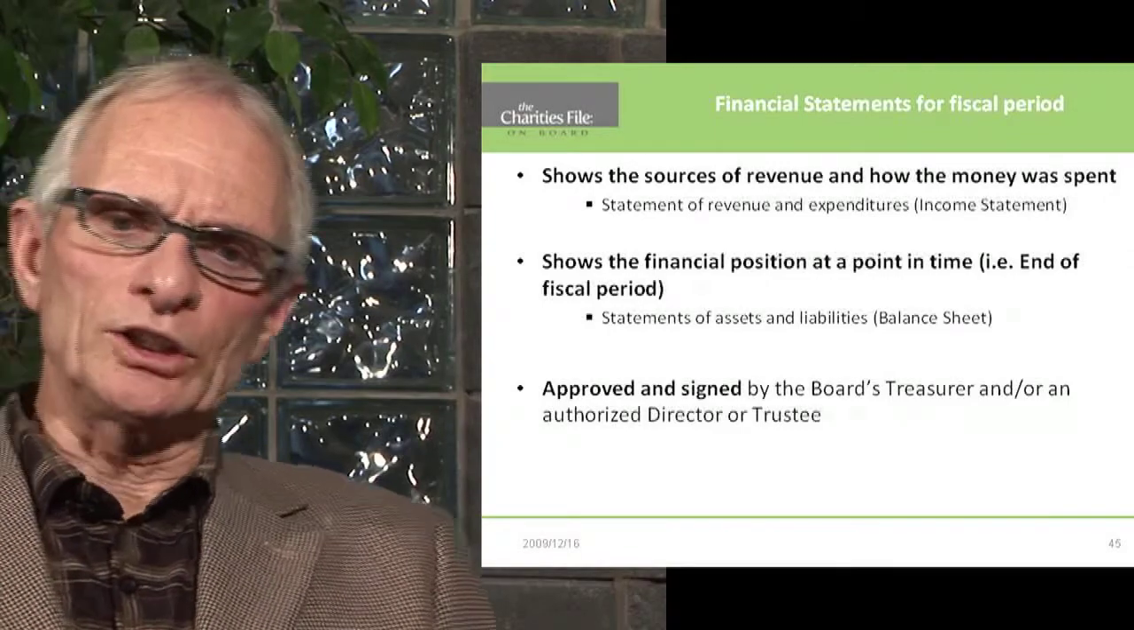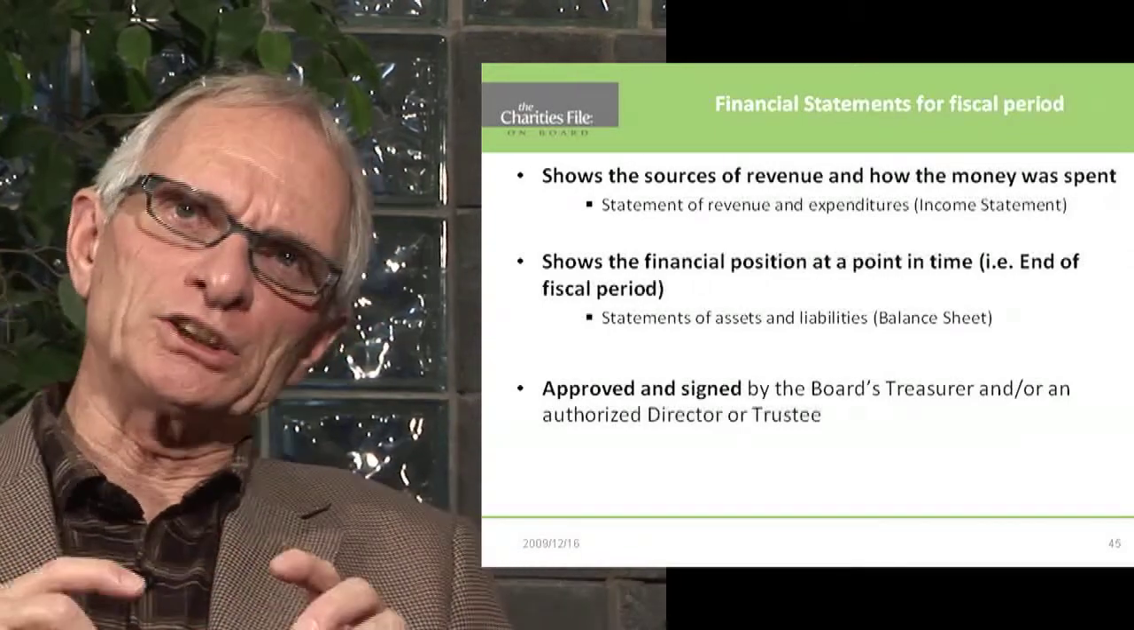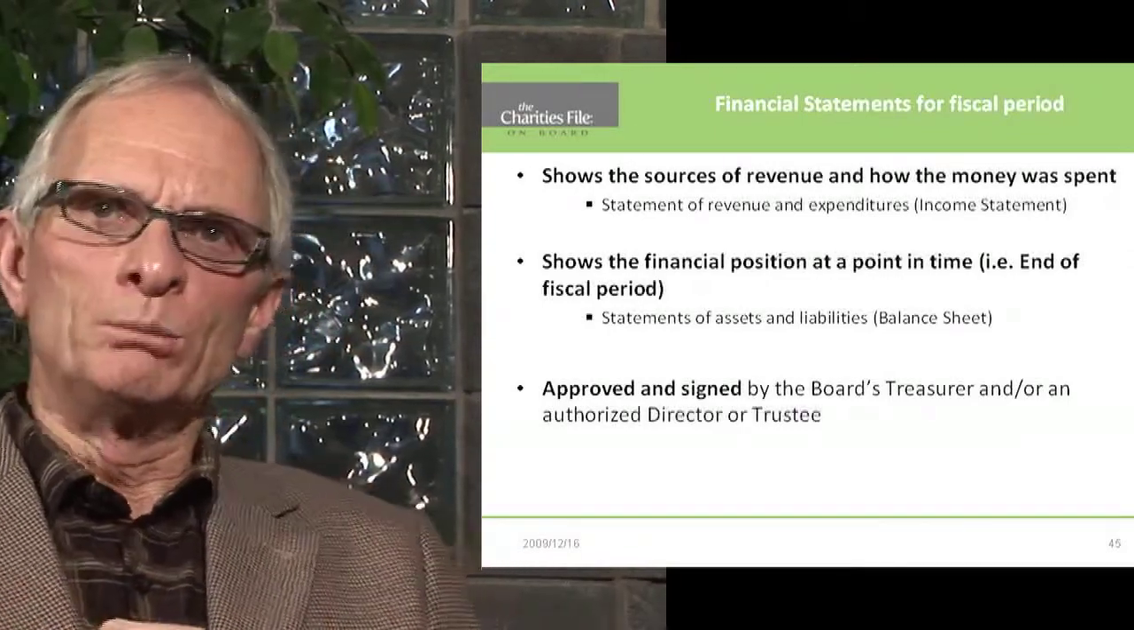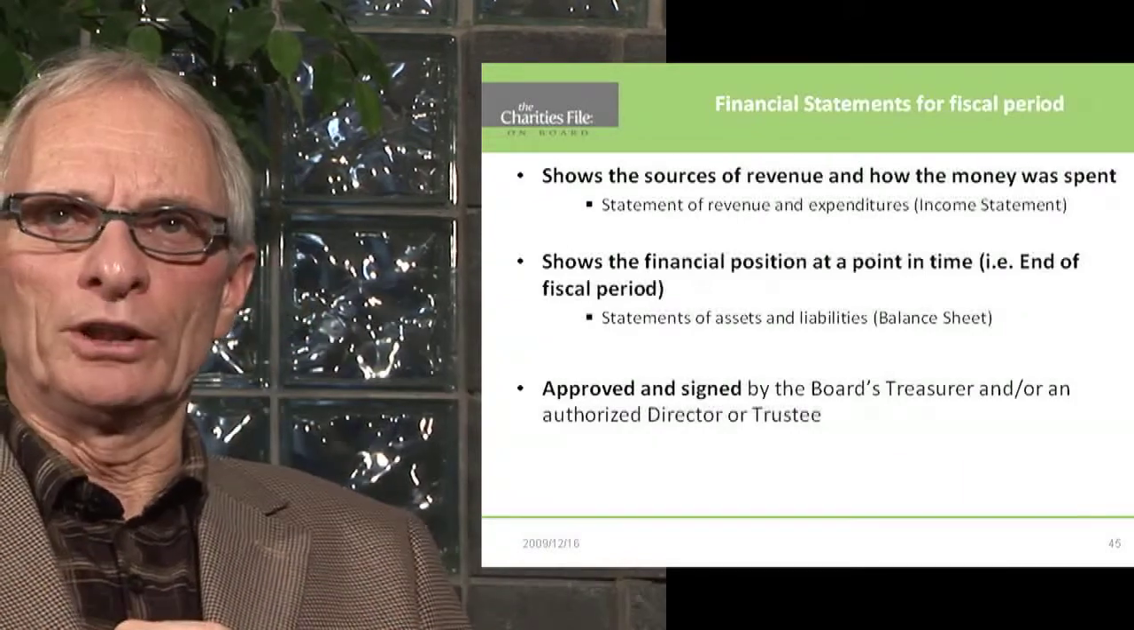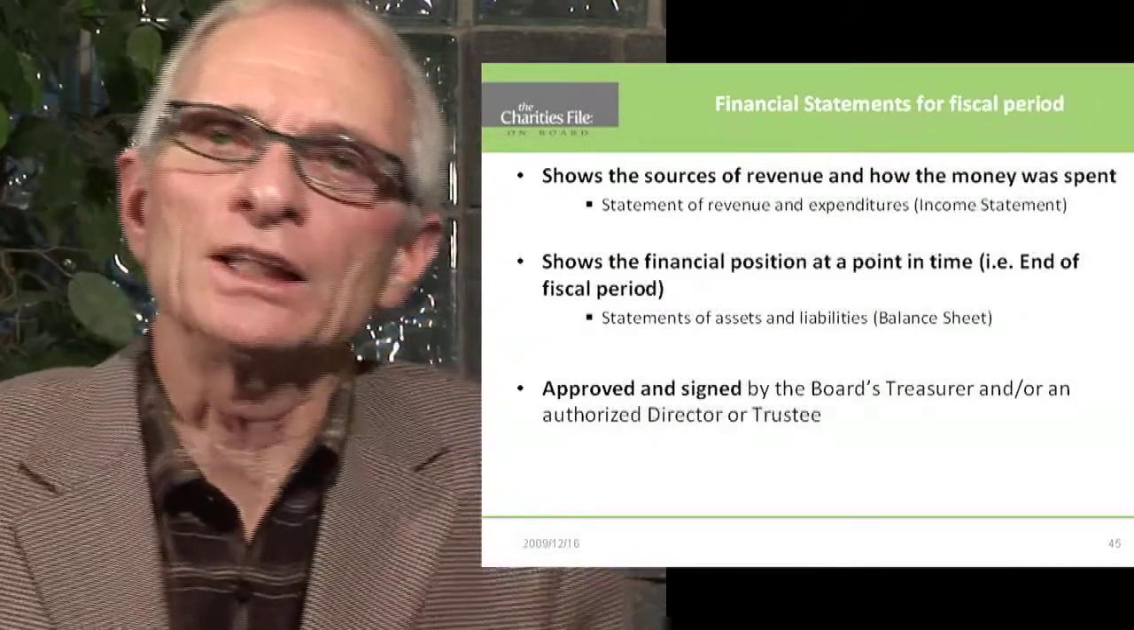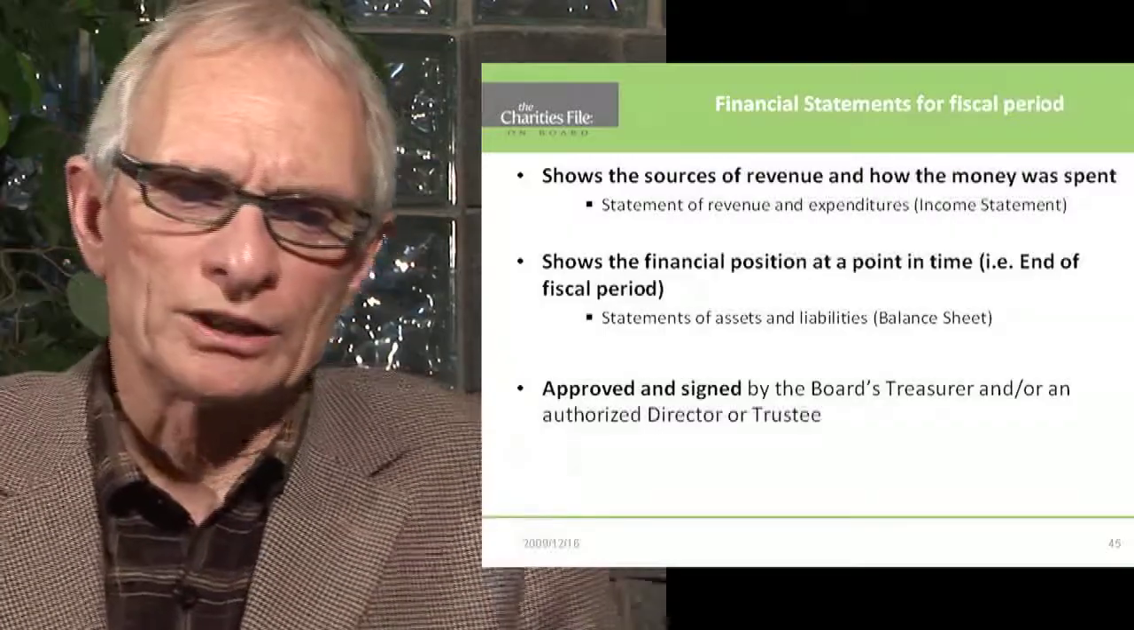And this is really looking at a snapshot of the financial position of the board at the end of the fiscal period. And this really looks at the assets and the liabilities that the board has. These financial records need to be approved and signed by the board treasurer or an authorized director or trustee of the board. Boards are expected to use a consistent accounting method for maintaining their financial records.